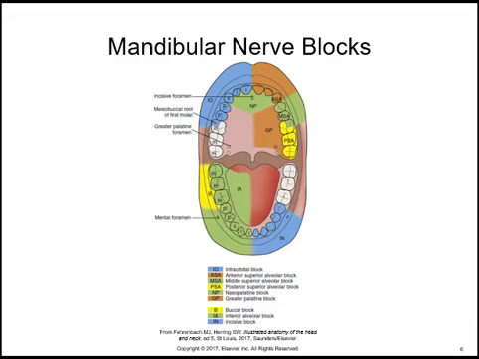I really like these depictions because it's a color-coded version and shows you exactly what is anesthetized with each injection, which is really nice study material for you guys. This is really good to memorize. You want to memorize all of these. You should know with each injection exactly which structures they are anesthetizing.